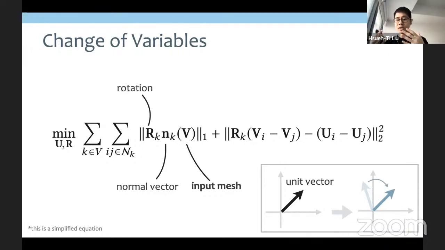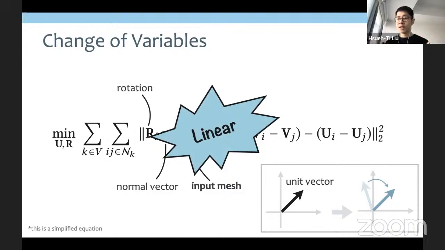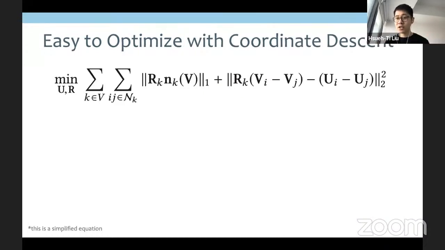Therefore, we can do this change of variables to represent our output as a normal vector. And this small change of variable actually makes a huge difference because now the entire expression is linear with respect to our output mesh vertices. Therefore, we can use some very easy and efficient optimization tools such as coordinate descent to minimize this energy.